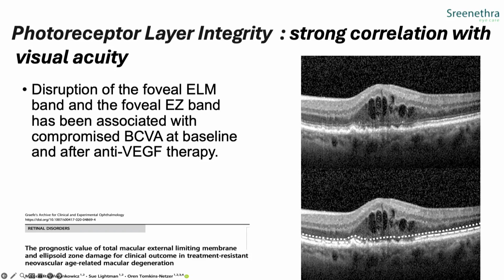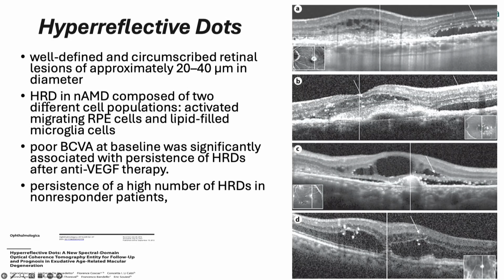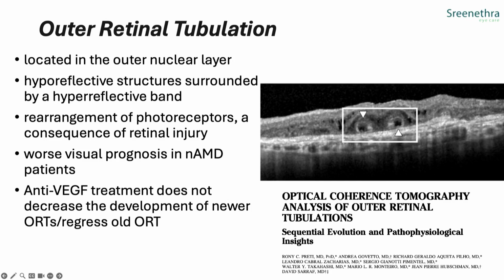Photoreceptor layer integrity: if you see a disrupted external limiting membrane and foveal EZ band, that is associated with compromised BCVA at baseline and despite treatment. Hyperreflective dots are well-defined circumscribed lesions that are around 20 to 40 microns, and these are actually lipid-filled microglia cells. There is a persistence of a high number of these HRDs in the non-responder patients.